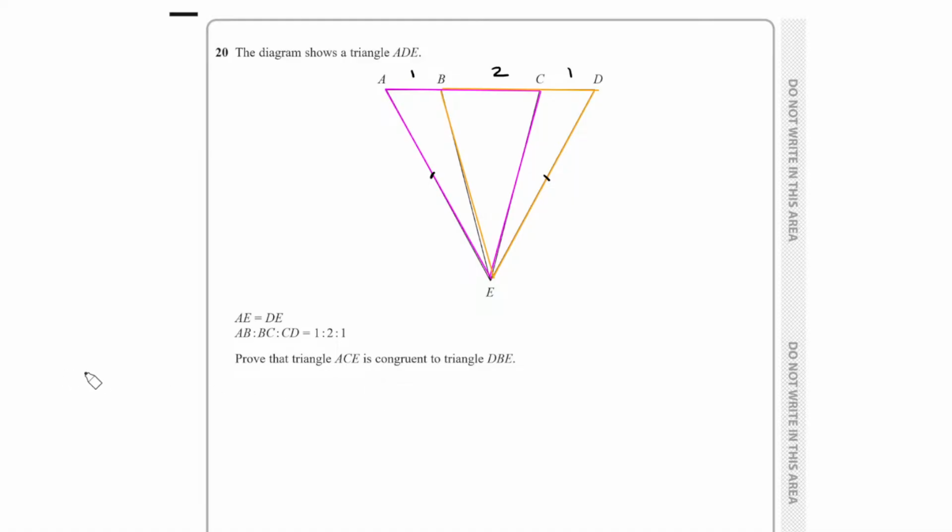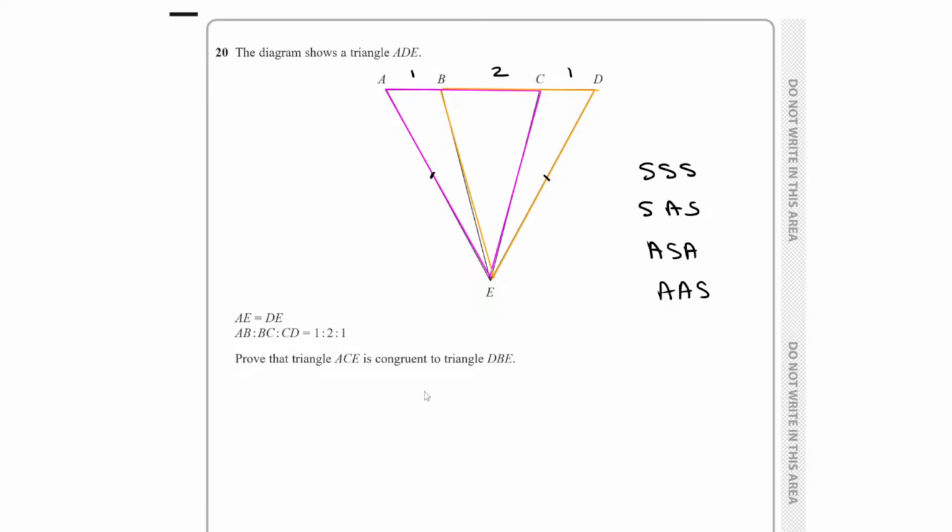Obviously, when we're proving that two triangles are congruent, we need three things that are the same, don't we? So it could be side, side, side, could be side, angle, side, it could be an angle, a side, an angle. It has to be in that order, right? I think you can also do angle, angle, side, and technically there's a right angle one, but here we don't have a right angle, so I'm going to ignore that one. So we need to prove one of these.